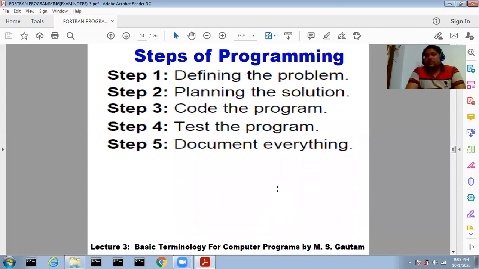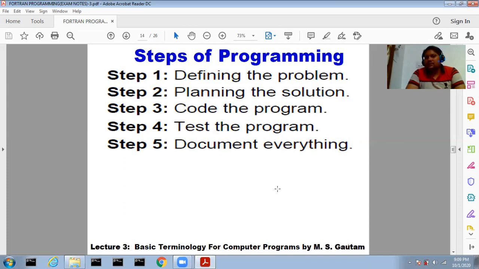Now, steps of programming. The main question that comes to mind is, how can we do programming? For developing good programming skills, we have to follow some steps. Programming is defined through steps, and these are known as the steps of programming: the first step, second step, third step, fourth step, and fifth step.